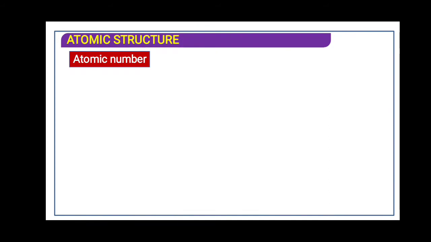So I call atomic number a roll number, because if I enter any class and say any roll number, only an individual student will stand. That is why I say that atomic number is a roll number. No two students will have the same roll number, which means no two elements will have the same atomic number. So atomic number is said to be a roll number, according to me, for remembrance. Every individual element has an atomic number.